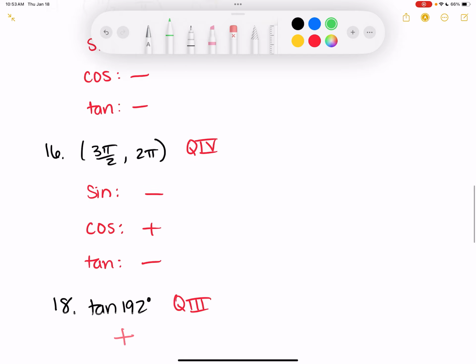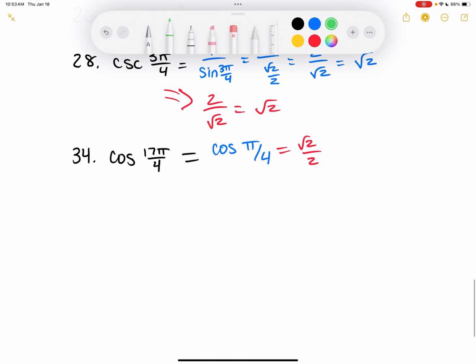All right, so your problems, and then, Virginia, I will give you your unit circle. 1, 7, 9, 13, 15, 19, 23, 25, 27, 29, and 31.